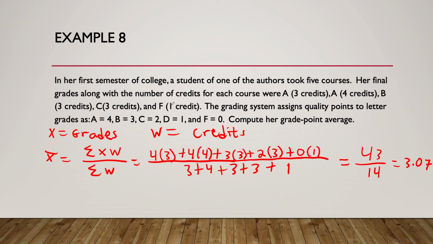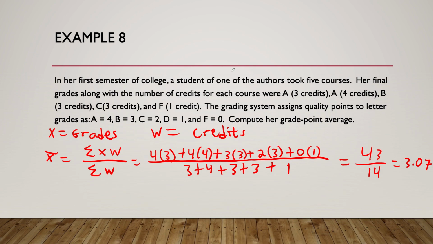So for example, let's say in her first semester of college, a student of one of the authors took 5 courses. Her final grades, along with the number of credits for each course, were: in one class she got an A for a 3-credit class. She got a second A in a 4-credit class. She got a B in a 3-credit class, a C in a 3-credit class, and an F in a 1-credit class. This grading system assigns quality points to grades, as do most universities. A is 4, B is 3, C is 2, D is 1, and F is 0.